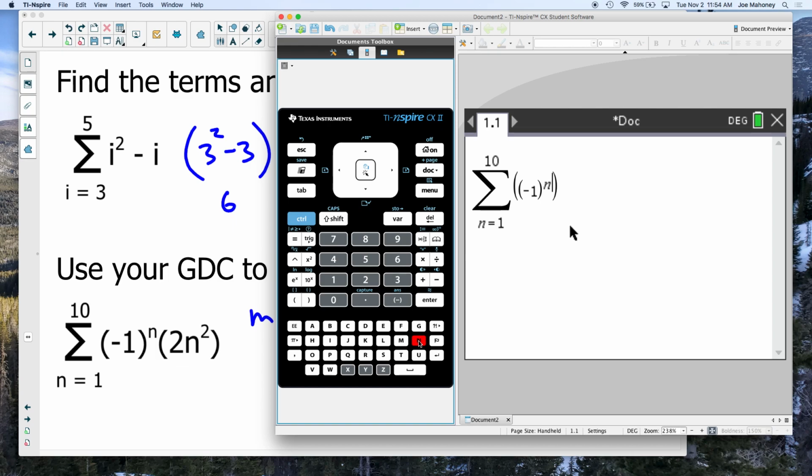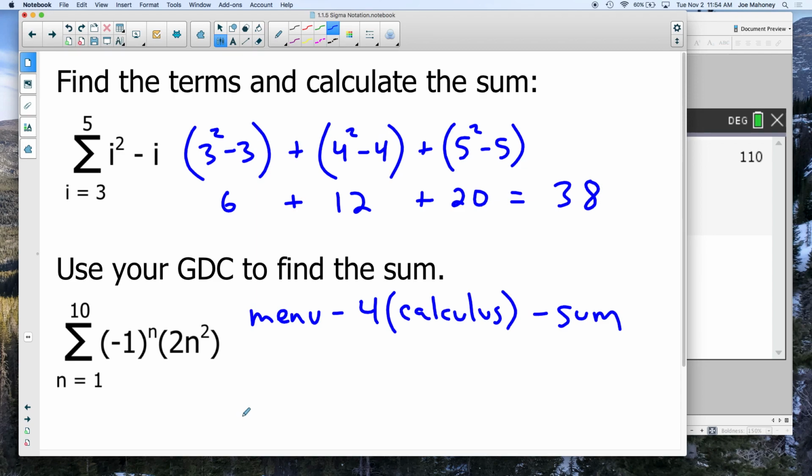So it's negative 1 to the n, and then we're going to multiply that by 2n squared. So we want the sum of this. We press enter. Our sum is 110. So it's kind of expected that you'll use the graphing calculator to determine the sum, but the graphing calculator can't really let you write the sum or figure out what that sum is.